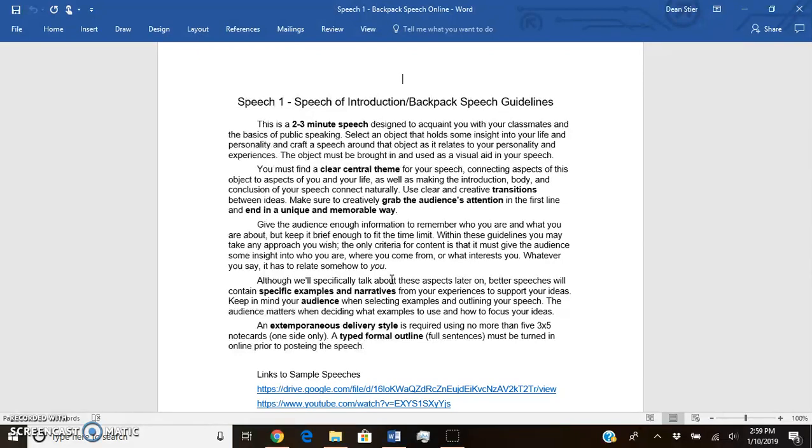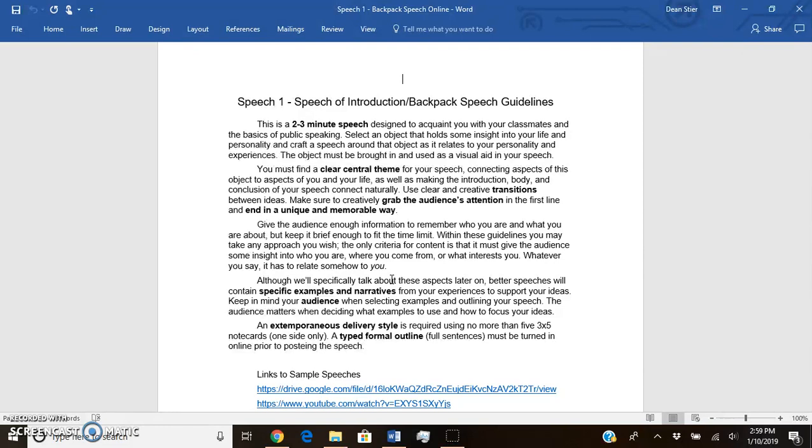The purpose of this, or what you should aim to do, is give the audience enough information to remember who you are and what you're about. But remember, you only have about 2 to 3 minutes, so try to stay within that time frame. Within these guidelines, you may take any approach you really want to. The only criteria for the content is that it must give the audience some insight into who you are, where you come from, and what interests you.